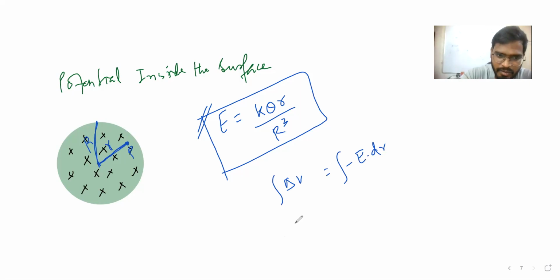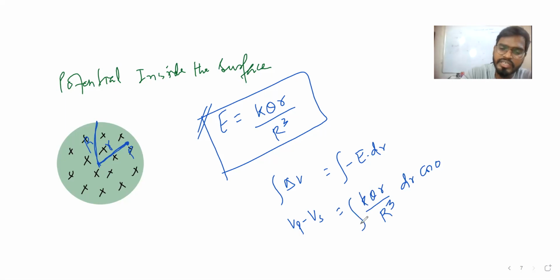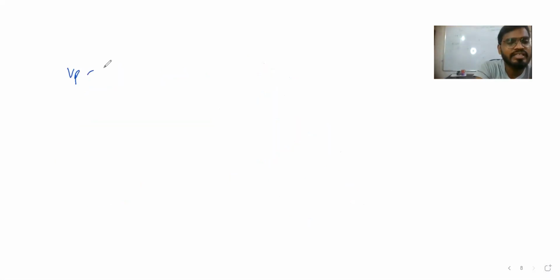So the potential at point P, Vp minus Vs. Why the surface? So that we can do the integration. Minus of E, where E is KQR by R cube, into dr cos 0, from capital R on the surface to small r inside. Vs on the surface is Kq by R.